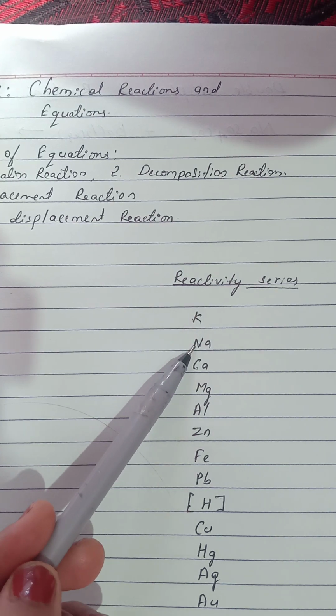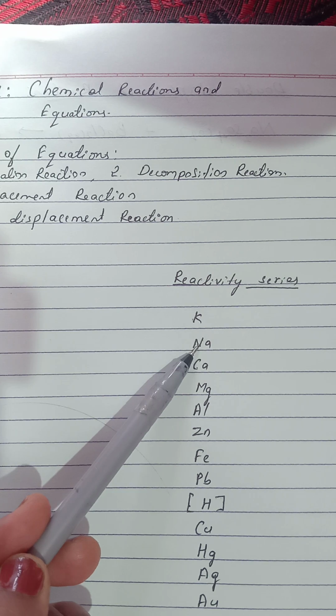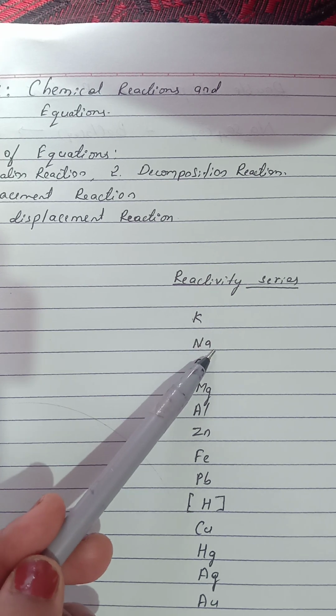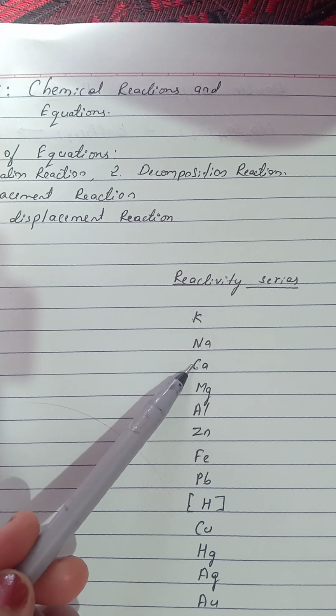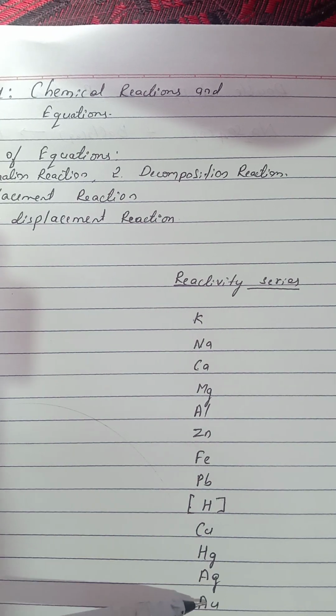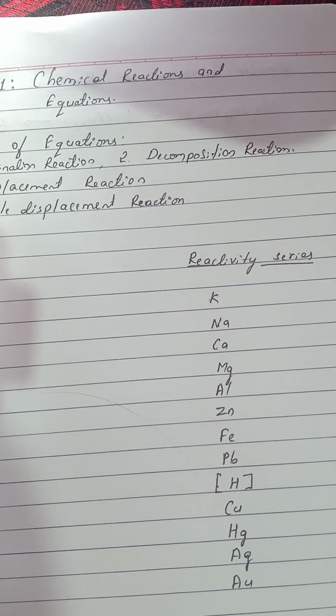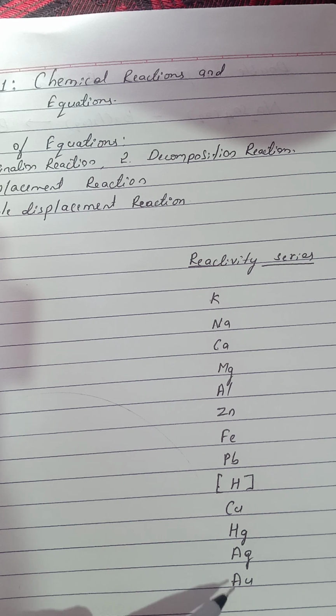Compared to sodium and calcium, sodium is more reactive. It will lose its one outermost electron from its orbit and make a bond with the other atom. So potassium is more reactive than sodium, and sodium is more reactive than calcium. They will readily lose the electrons. Whereas as you come down in the reactivity series, gold is very less reactive. It will not at all react even at high temperature.